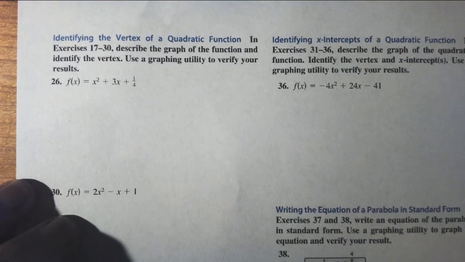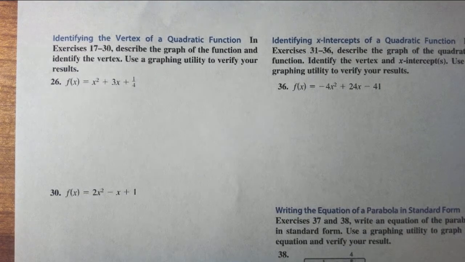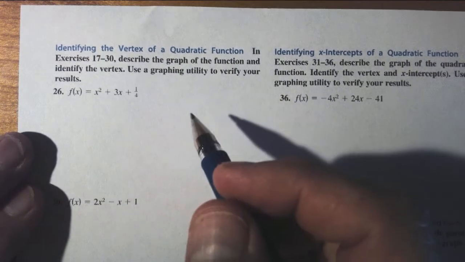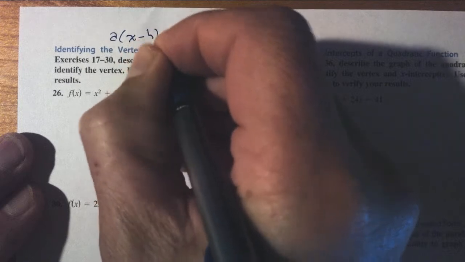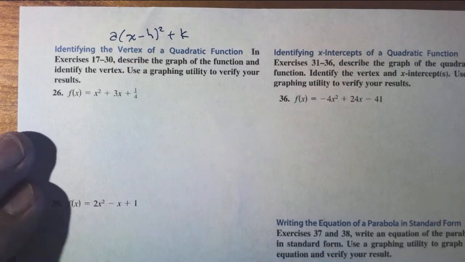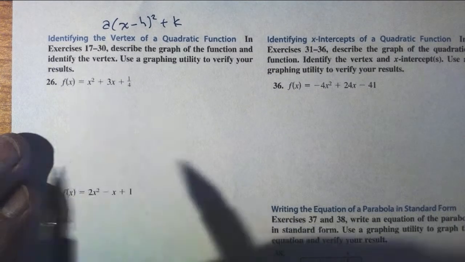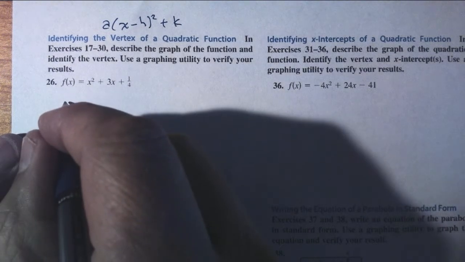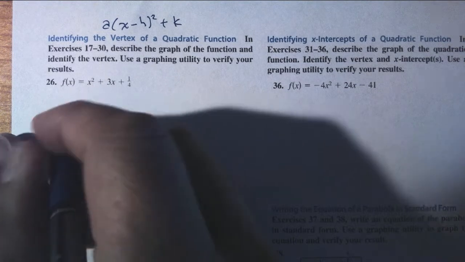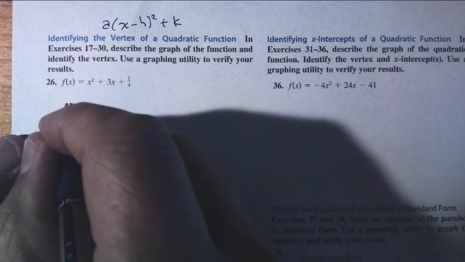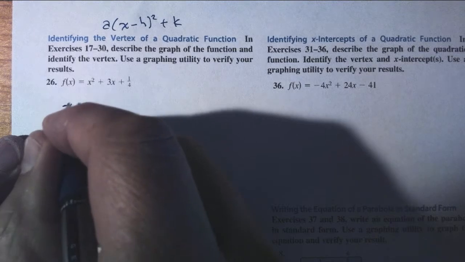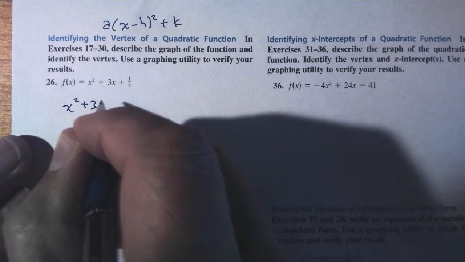Identifying the vertex of a quadratic function, in exercises 17 through 20. Here we go. Describe the graph of the function and identify the vertex. To do that, I want to put this in standard form. I want this to look like a times x minus h squared plus k. So I want to complete the square on x. And sometimes it's not so easy. Sometimes it's a little trickier than the ones we've looked at in the past. So I'm going to isolate my x's. I've got just an x squared plus 3x.